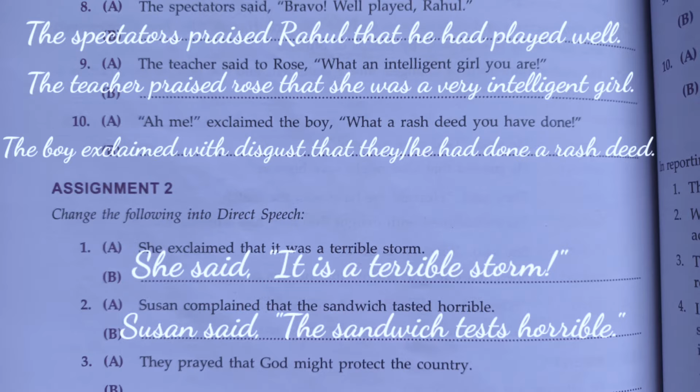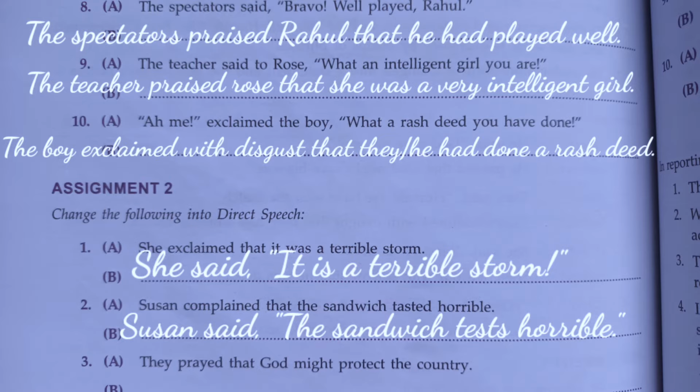Number 10, "Ah me," exclaimed the boy, "what a rash deed you have done." Second sentence would be, "The boy exclaimed with disgust that they had done a rash deed." Second assignment, here you have to change the following sentences into direct speech. So the first one, "She exclaimed that it was a terrible storm."